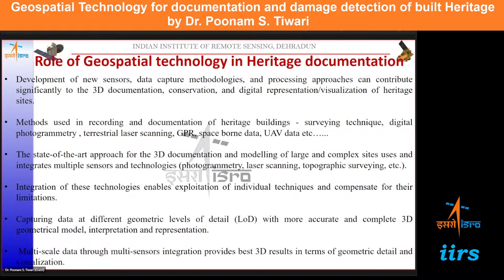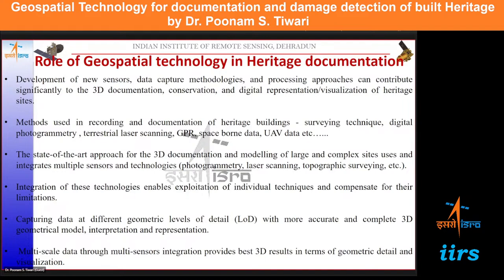Because all our heritage sites are very complex in nature. In some heritage sites, some buildings are very tall, and there is less space surrounding that particular structure. In some heritage sites, the buildings have a vast expanse. So any one technique would not be suitable for doing the documentation. So the solution is that we should always go towards the integration of multiple sensors and technologies, so as to get the best of all the technologies.